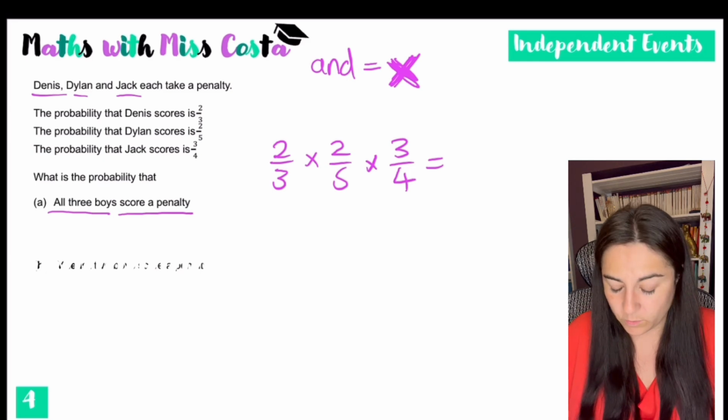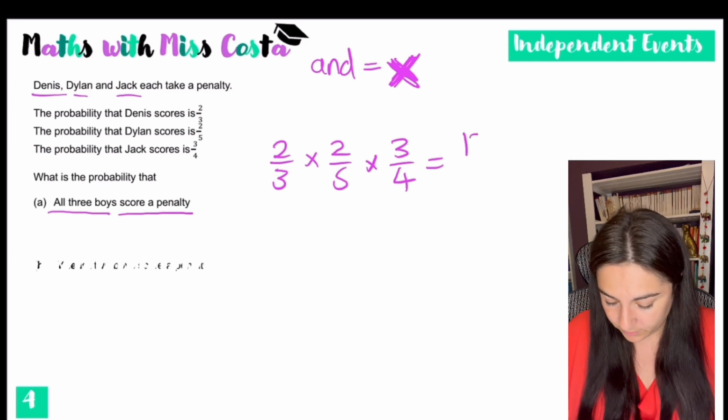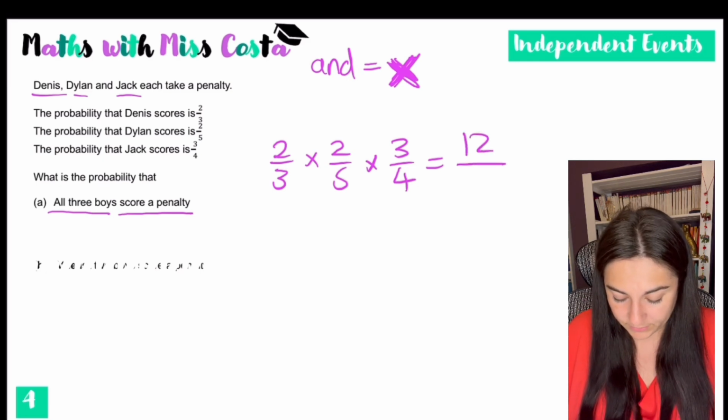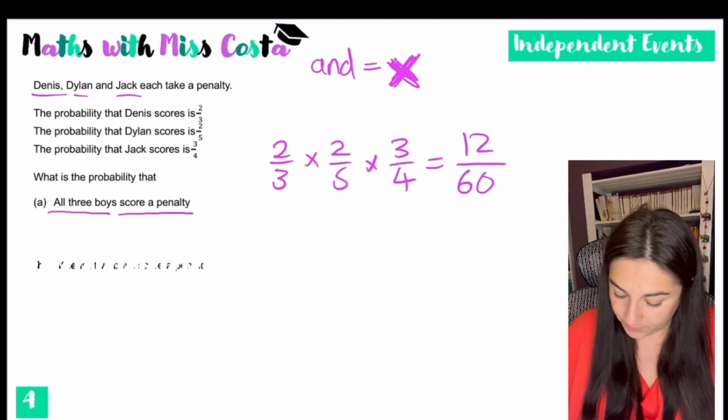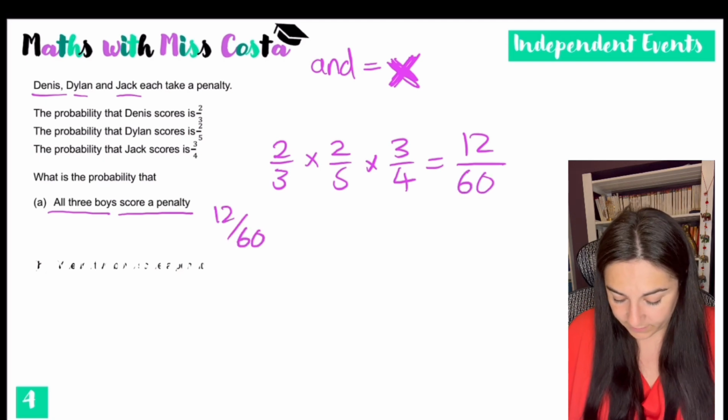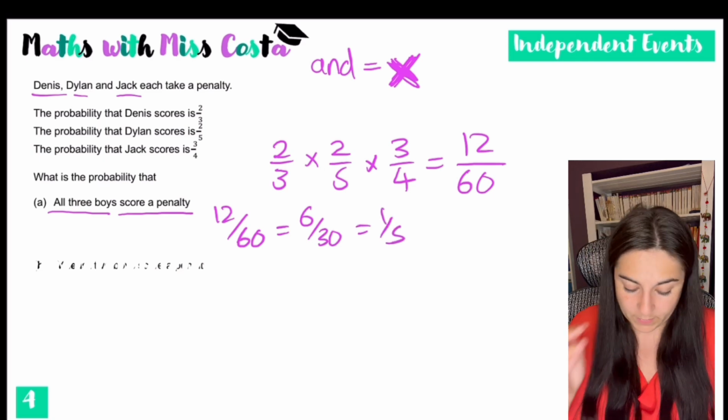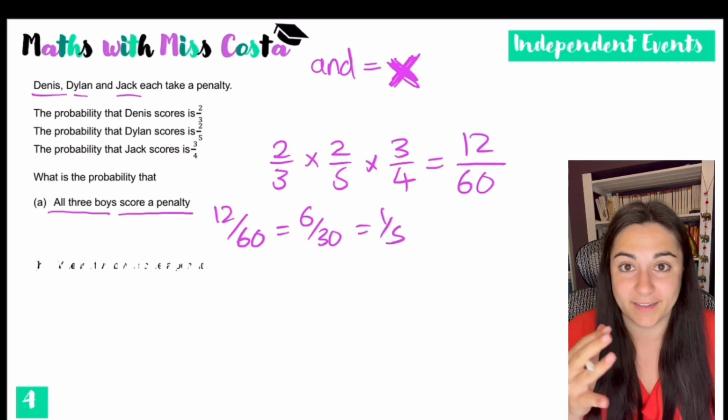2 times 2 is 4, times by 3 is 12. 3 times 5 is 15, times 4 is 60. So all 3 boys scoring would be 12 over 60. You could simplify that to 6 over 30, which would be a fifth, but you have no obligation to do so because it doesn't say in its simplest form.